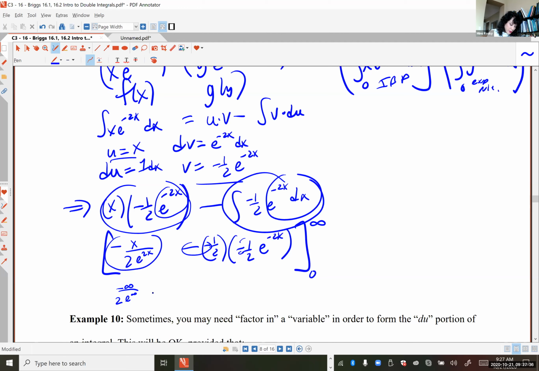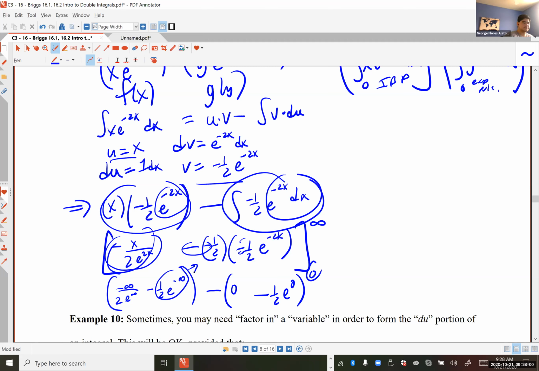Interesting. Okay, so when we have minus a half e to the negative infinity, and then now plug in your 0. Okay, so minus, well, this first term is just going to be 0. Then we have minus a half e to the 0. Okay, so what are we going to get here? What does e to the negative infinity go to? Does anybody remember their limit facts?